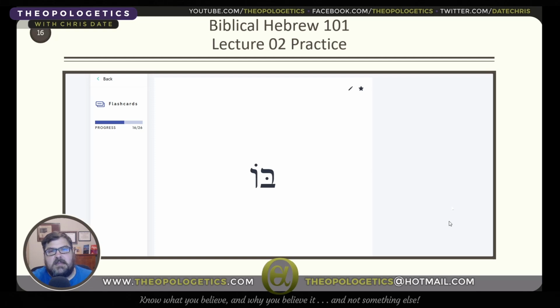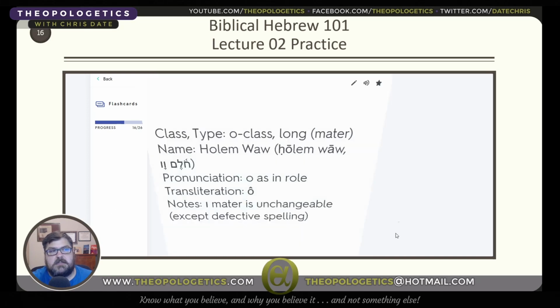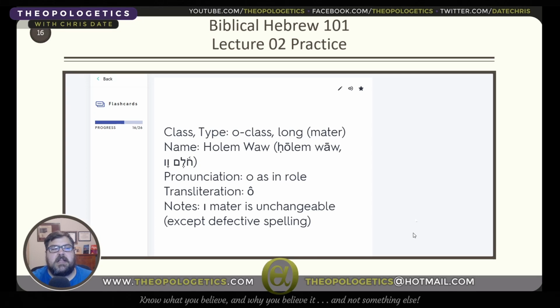All right, next up, this is a vowel, not a diphthong. And the vowel is the vav with a dot on top. So what vowel is that? Comes right after a consonant. This vowel is the O-class long mater known as holam vav. The holam vav is pronounced like the O in roll, and it's transliterated using the English letter O with an upward pointed caret on top. And it's unchangeable like all vav maters and yod maters.